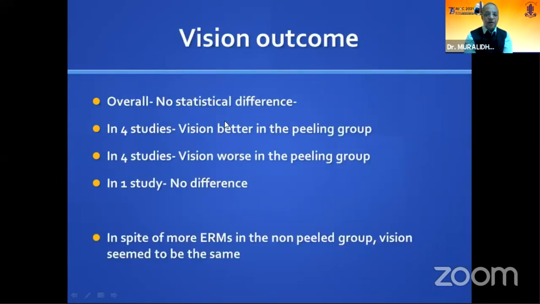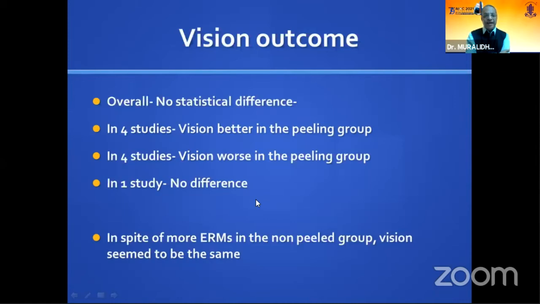And overall in the vision, again, there was a little difference because in 4 studies in this meta-analysis, vision was better in the peeling group. And in the 4 other studies, vision was worse in the peeling group. So the final word about the vision being better in the ILM peeling group is yet to be said. So the one thing we have to understand and notice in all these studies is that in spite of more ERMs in the non-peel group, the visual outcome was the same. What does it mean? It means most of the ERMs in these patients were not visually significant.